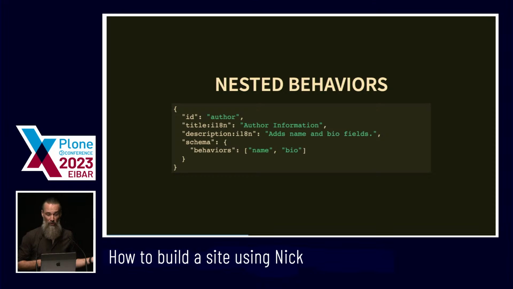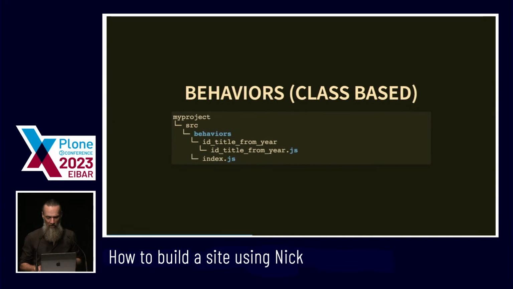Something which you can also do in Nick, which I don't think you can do in Dexterity, is nested behaviors. You can create a behavior and then have another behavior with fields of its own, or just have behaviors in the behavior. I don't know what you want with it, but it might be nice to be able to nest those and have more complex structures, if you have a lot of different content types or lots of different fields. But for now, in this example, we're not going to use it.